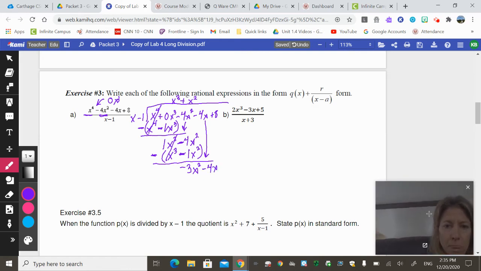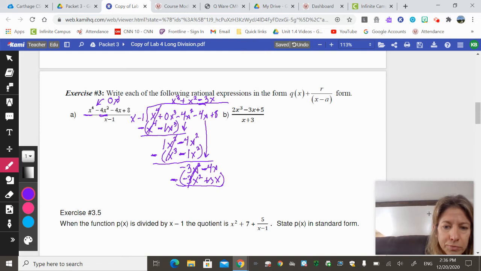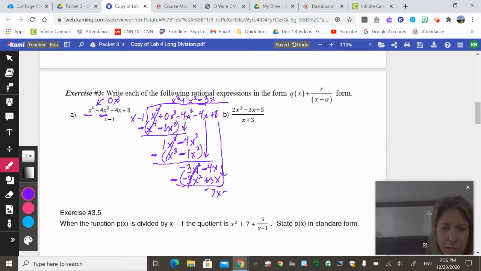I'm looking for the term up here times the x that gives me a negative 3x squared. So that's going to be a negative 3x. And I'm going to distribute. Negative 3x times x is negative 3x squared, that's my matching term. And then negative 3x times a negative 1 is a positive 3x. All right, so I'm subtracting. These cancel. Negative 4 minus a positive 3 is negative 7x. And then I bring down my positive 8.